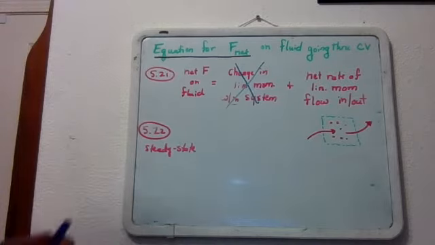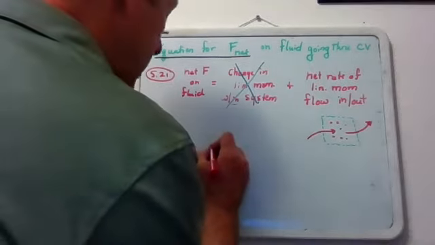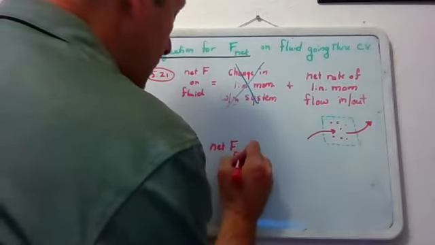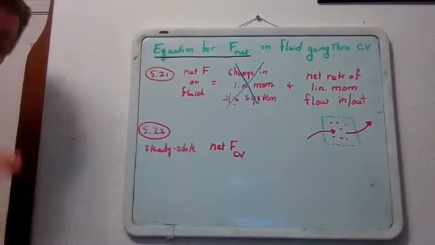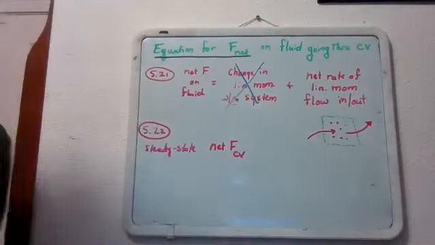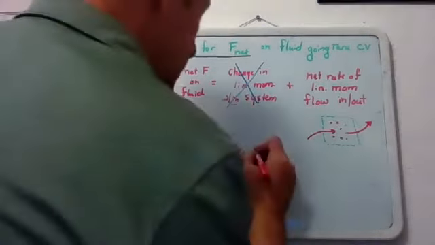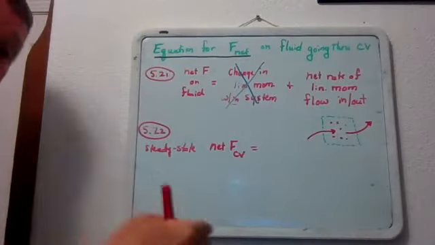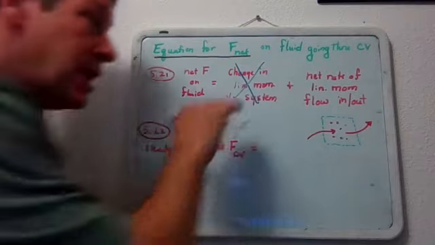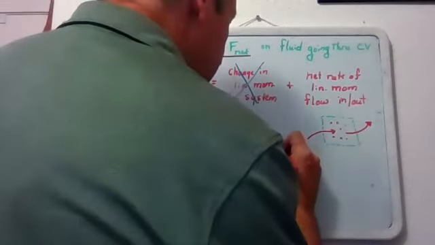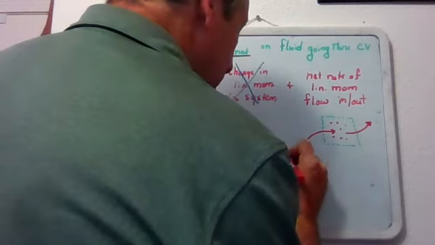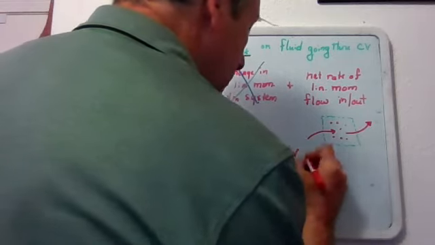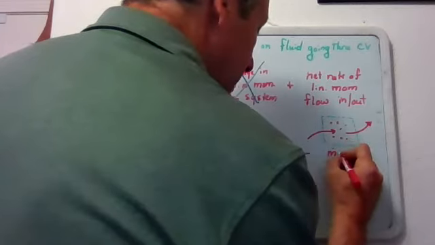Then we can express it very succinctly. If we're doing a control volume analysis, the net force on the control volume, which would be the net force on the fluid passing through our device, is basically how much the fluid's linear momentum flow changes as it goes through. That can be expressed mathematically as m dot v out minus m dot v in.